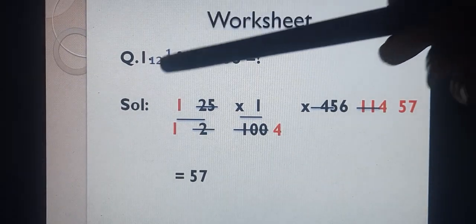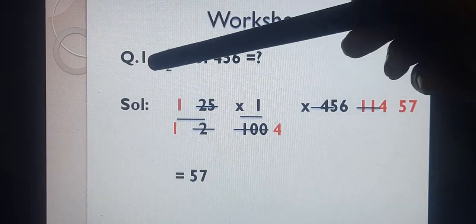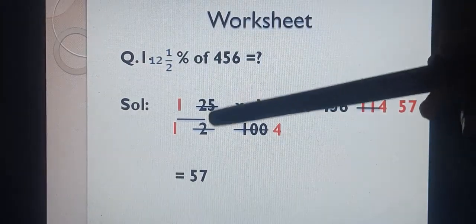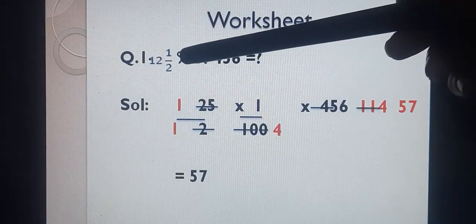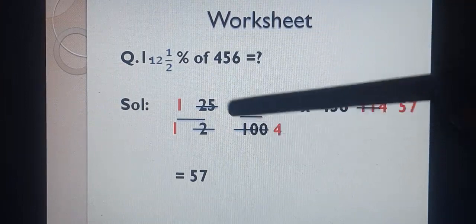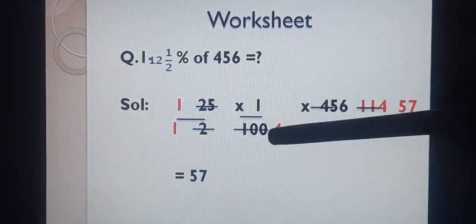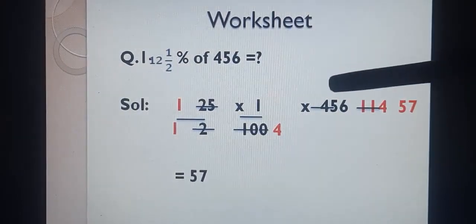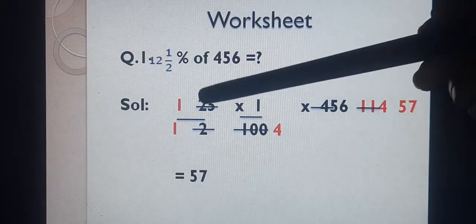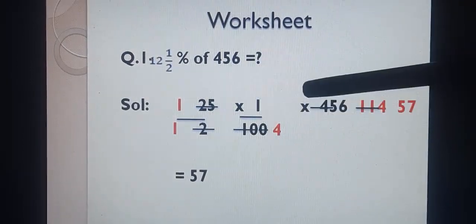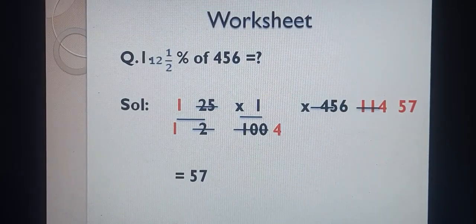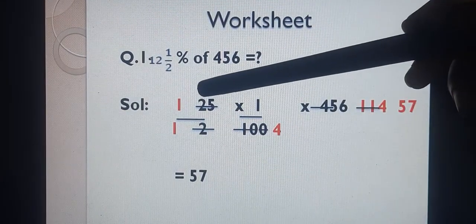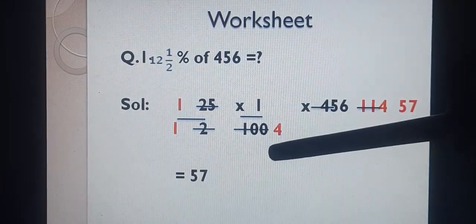So now see, 12 whole 1/2. 12 twos are 24. 24 plus 1, 25. 25 upon 2. Percentage means 1/100. So 25 upon 2 multiplied by 1/100. Of means multiply. Of 456. So 25 upon 2 multiply 1/100 multiply 456. Now we will do cancellation if it is there. 25 ones are 25, 25 fours are 100.